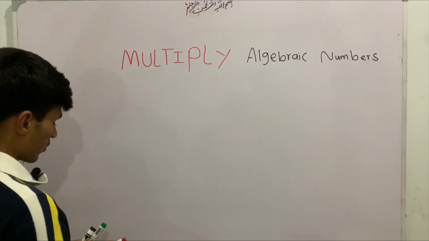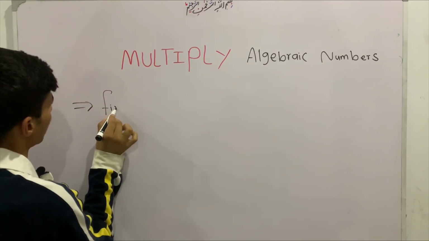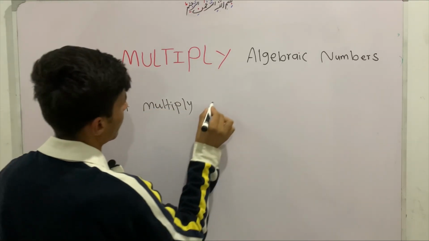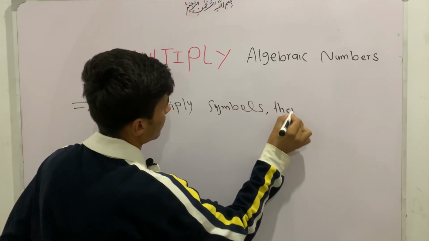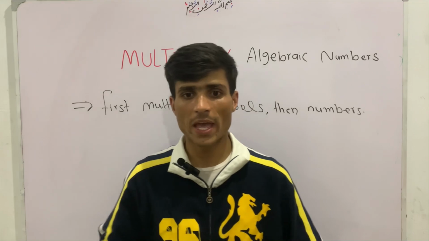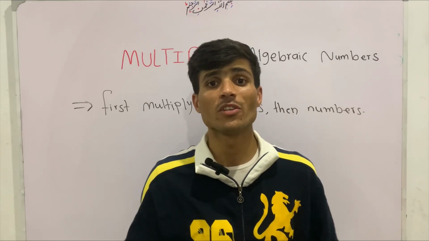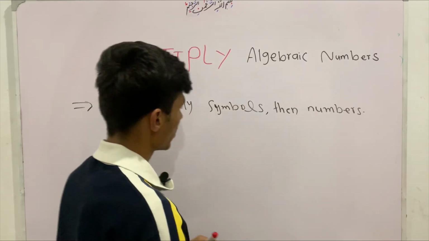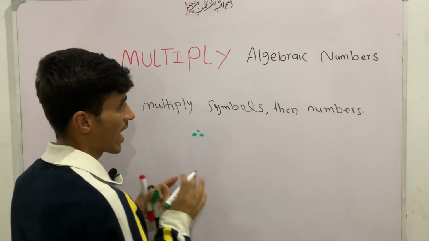So let me write down a statement here: first multiply symbols, then numbers. In order to multiply algebraic numbers, first you should multiply the symbols, then you should multiply the numbers. So how do you multiply the symbols? Let me share with you 4 things. You should keep them in mind. They will help you a lot.